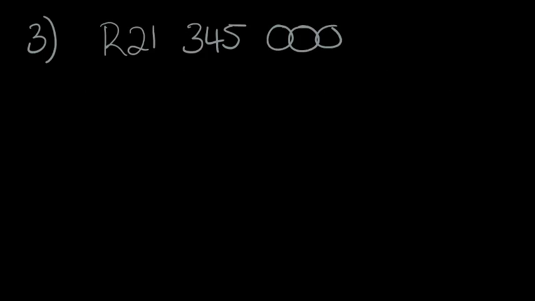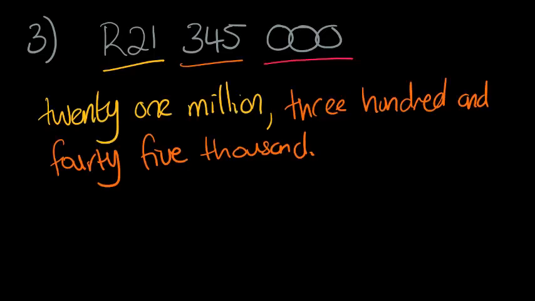So I'm going to start at the back. This is my units, thousands, millions. So I know I've got 21,345,000. And that's the answer to this question. Okay, so this was the exercise of writing words in numbers and numbers in words.